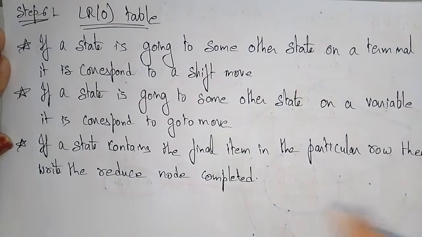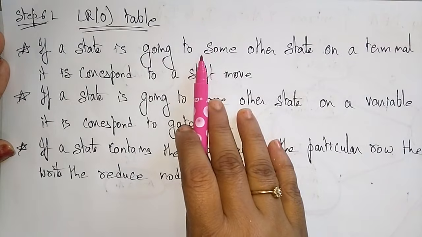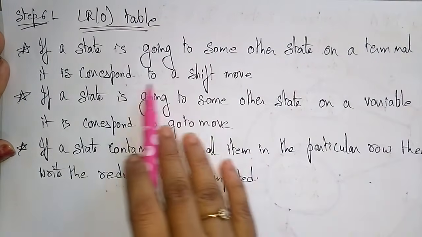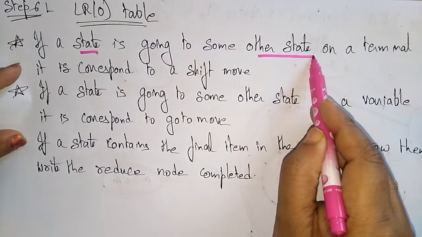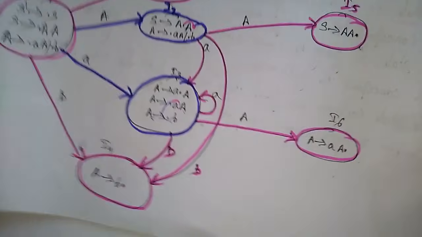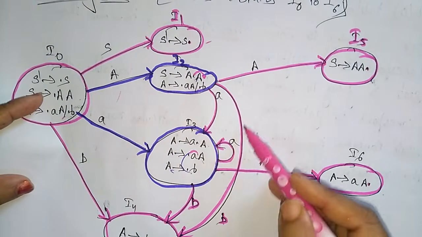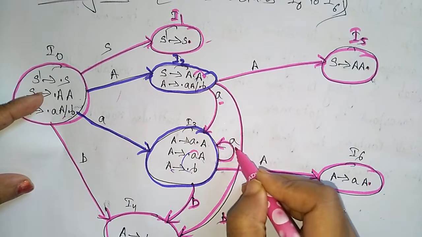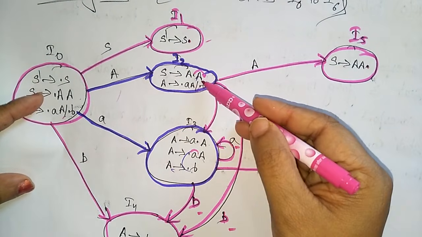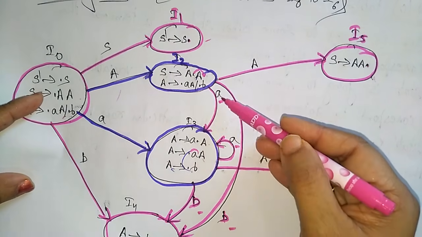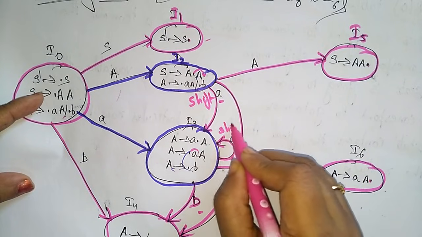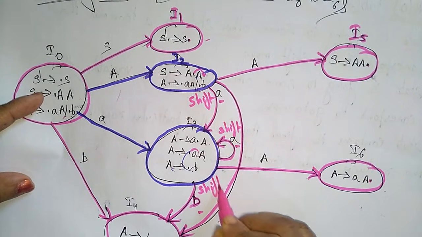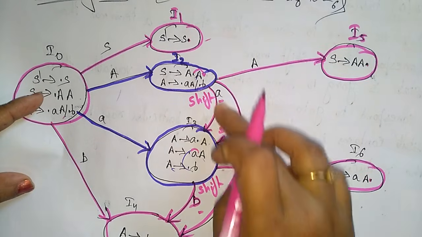In the LR0 parsing table, if a state is going to some other state on a terminal, then it corresponds to a shift move. What does it mean? One state is going to another state on a terminal. So these are the terminals. If a state is going to another state on terminals, then you call it a shift. So this is shift, only terminals.